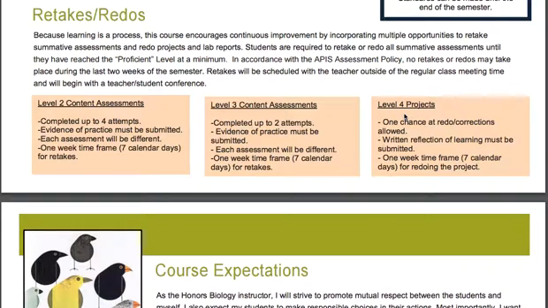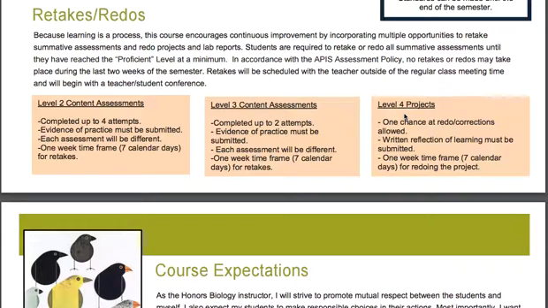And then no redos or retakes may take place during the last 2 weeks of the semester. This is an APIS policy. So we're not going to be waiting until the last minute to do redos and retakes. There are time limits as to when they can be taken. So students need to be responsible to get those retakes and redos scheduled with the teacher so that it can happen in a timely manner. And students are also expected to do some extra work in order to take their redo or their retake.